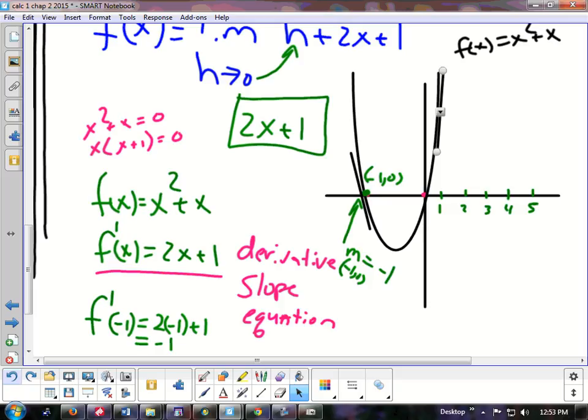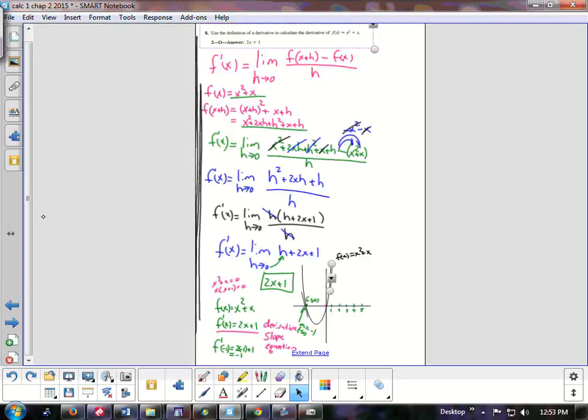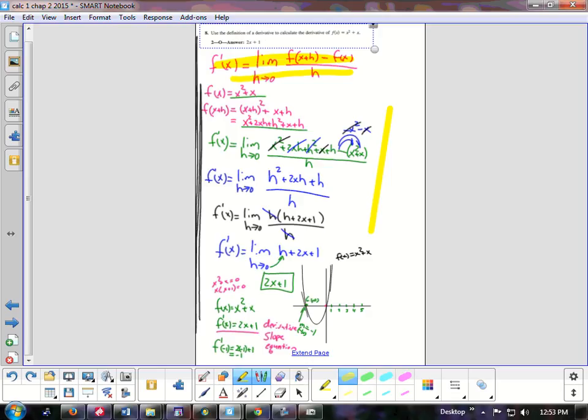So what you need to gather from last night's homework and this lesson in general is that you need to know the limit definition of the derivative. You need to be able to use it. You need to understand what it represents, that it represents the derivative, and it represents the slope equation, which also is the slope of the what line? Well, these little lines are all what kind of lines? Yes? It's tangent line. So the slope of the tangent line.